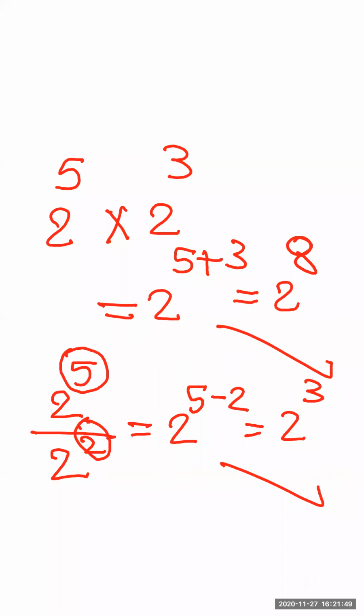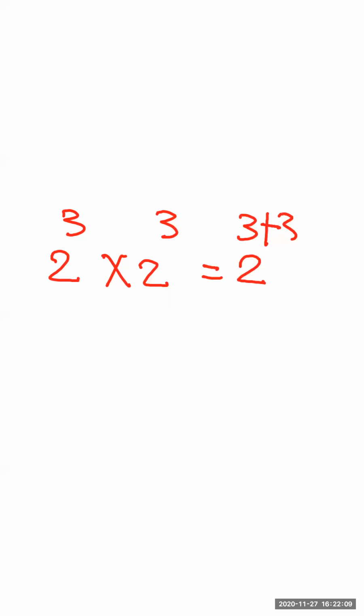But in multiplication it is different. It will be the same procedure, but instead of subtracting the indices, I will add the indices. So 2 at the power of 3 times 2 at the power of 3 will equal 2 at the power of 3 plus 3, which is the first power and second power. We don't multiply the bases, we just add the powers. On multiplying, add the powers. On division, subtract the powers.